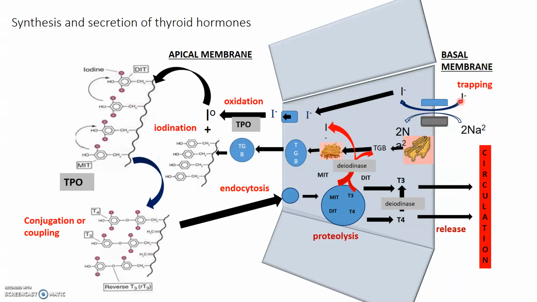Apart from this I minus anion, there are also several other anions that can compete with it. Those are perchlorate, pertechnetate, and cyanate. Those are the 3 anions that can compete with this I minus.